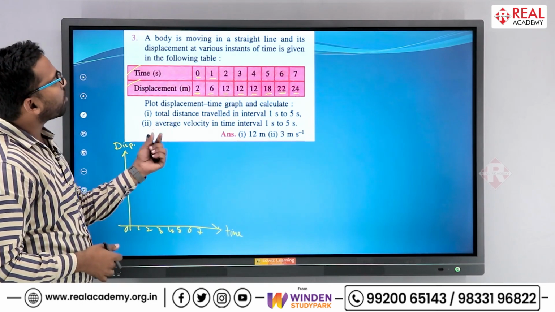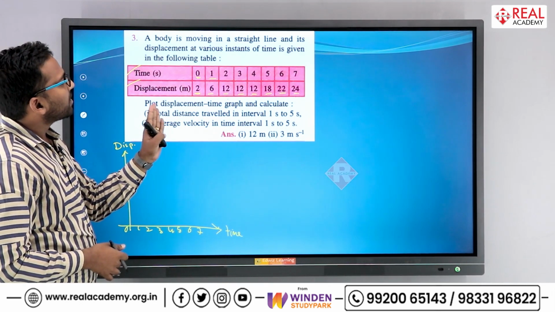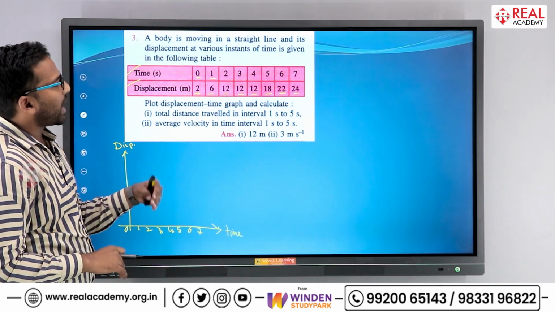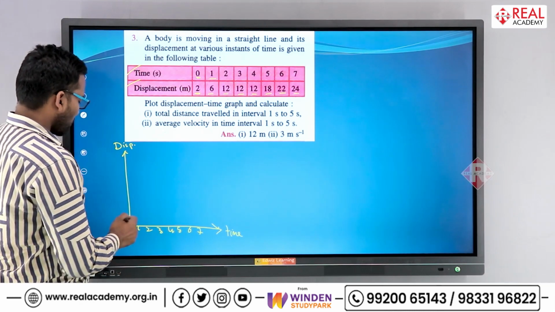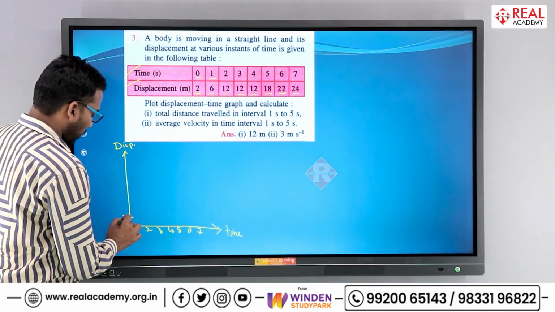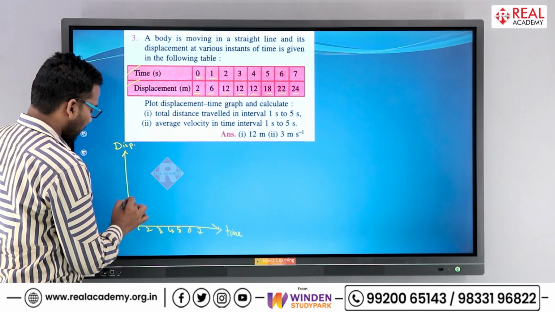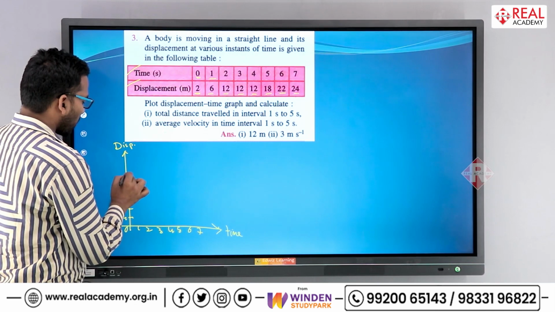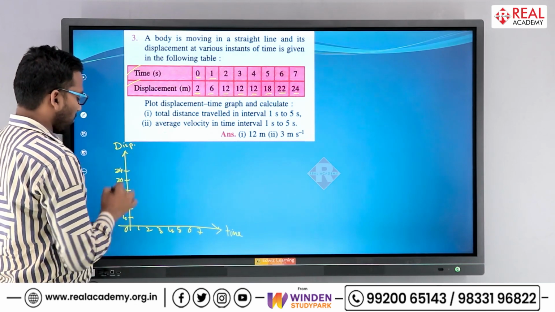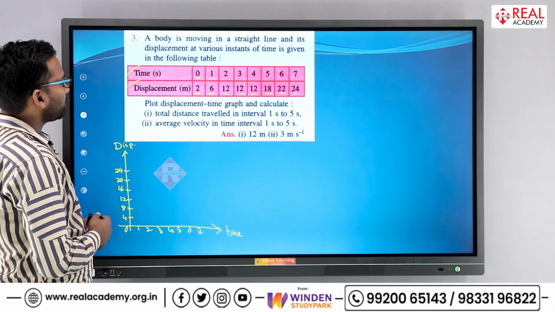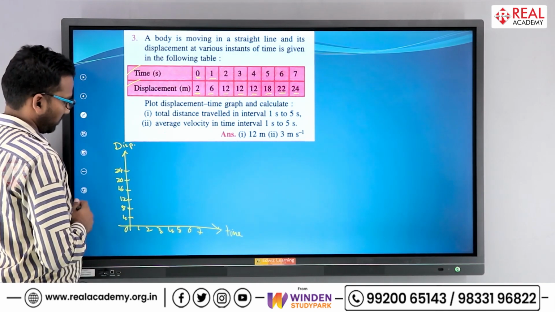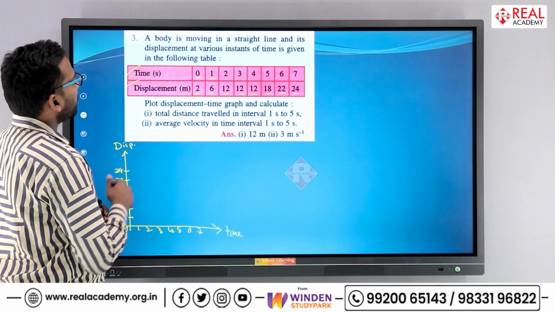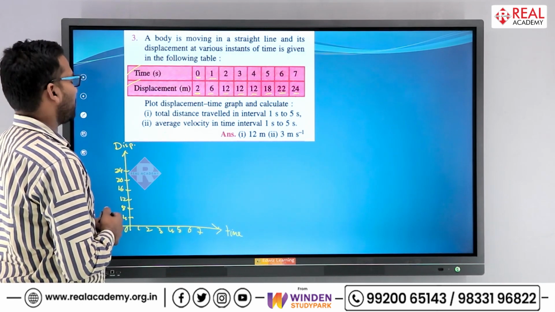So start from 4, then 8, then 12, then 16, then 20 and then 24. Okay, yes, this will do. Now we need to draw the graph, plot displacement-time graph and calculate.